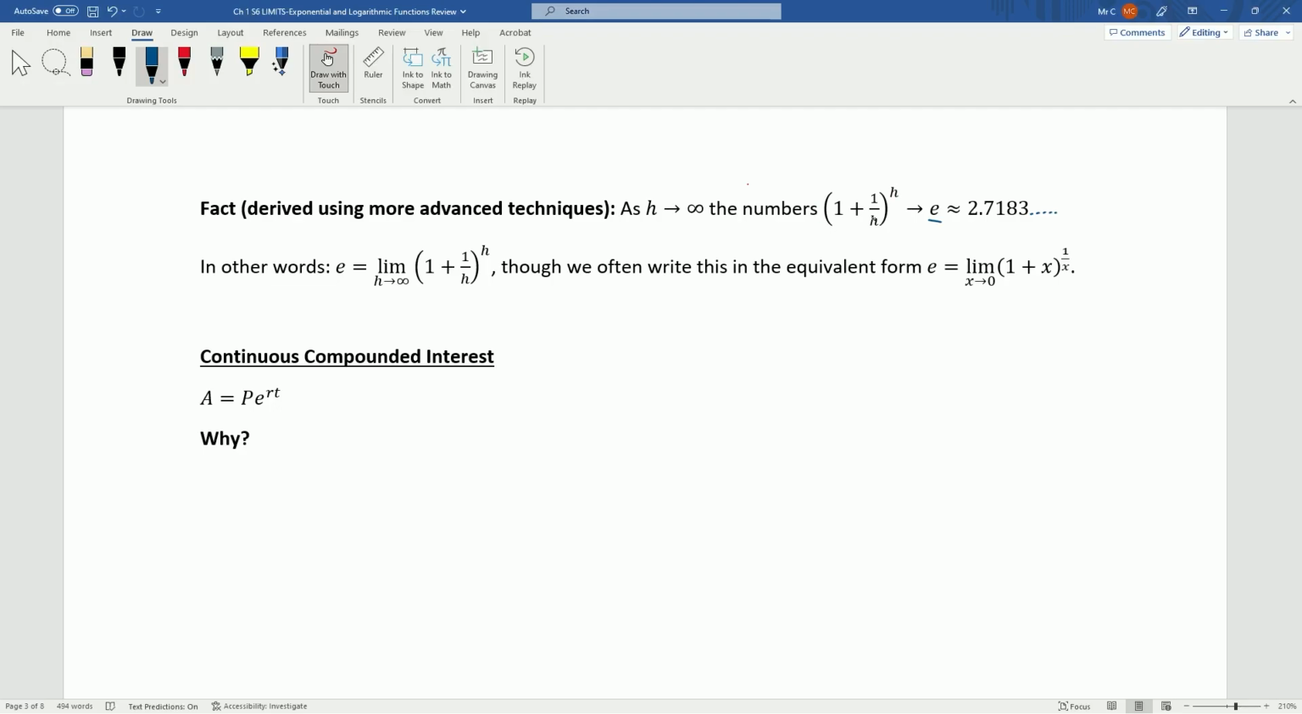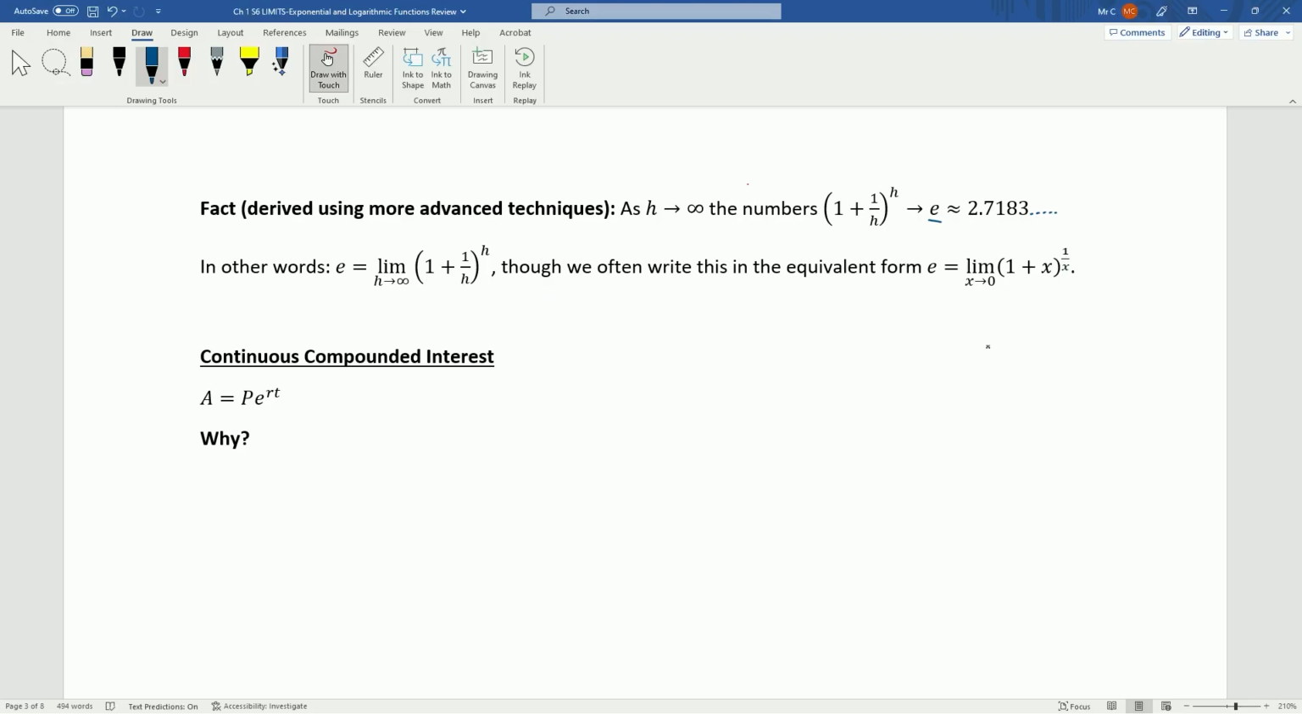So we can show that this value does converge to something, and we can use approximation techniques to find any number of decimals we want to approximate the value for e. But the question is, why do we care about the limit of this particular form? Let's restate this, and then we'll look at why we care about that. So the definition of e is the number that is the result of the limit as h goes to infinity of 1 plus 1 over h to the h power, which we can rewrite in the equivalent form e equals the limit as x goes to 0 of 1 plus x to the 1 over x power.